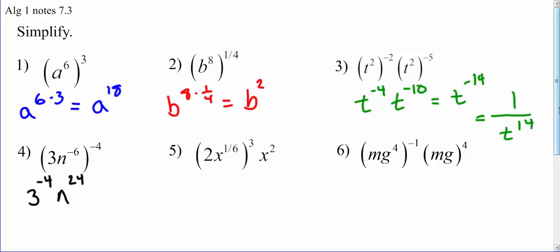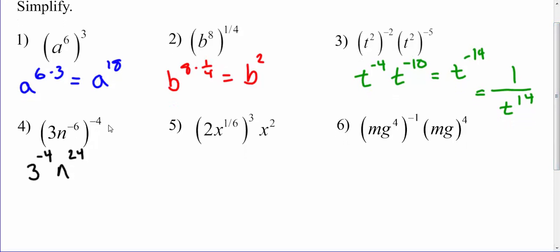Now, the interesting thing about that is the two negatives gave us a positive. What we do need to deal with, though, is we have 3 to the negative 4th. So I'm going to have n to the 24th divided by 3 to the positive 4th. And if we're really simplifying here, we might as well make 3 to the 4th 81. All right.